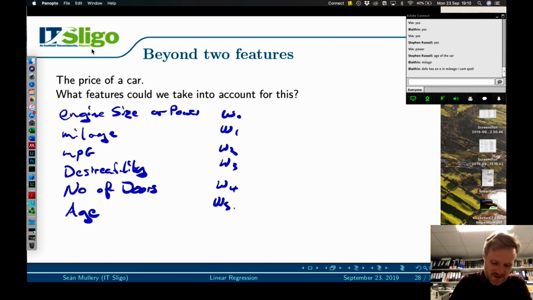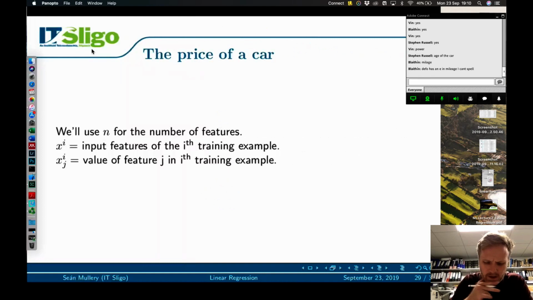It does have an EU mileage, is it? So it should be like that. Okay, I knew it looked wrong, but it's that sort of thing that you're never entirely certain which the difference is. Okay, so we'll use n for the number of features here.